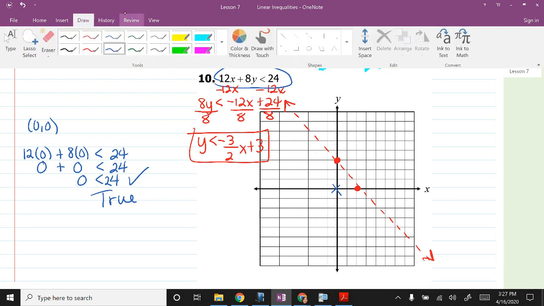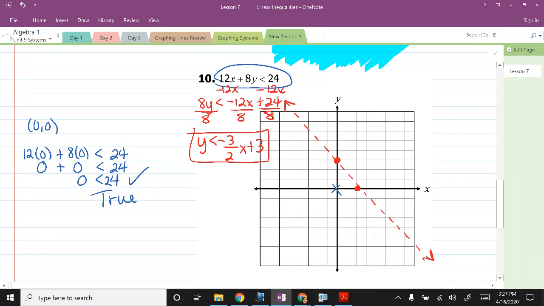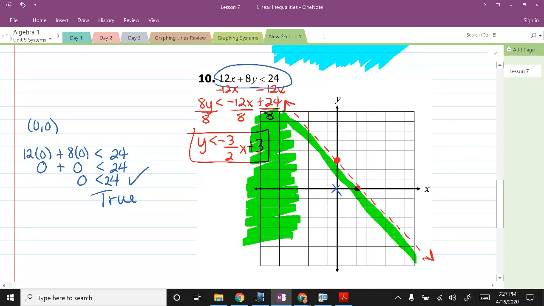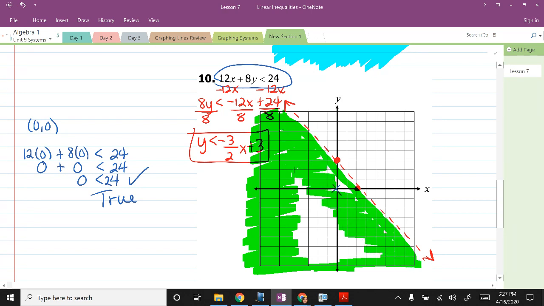So what I will do is take my pencil or my color or whatever I want to use. I'm going to use green this time. And I'm going to shade the side of that boundary line that includes 0, 0. So if your test point comes out true when you test it, then you shade it. If it's false, you shade the other direction. So this part that's coloring green on your screen is the part that was true.